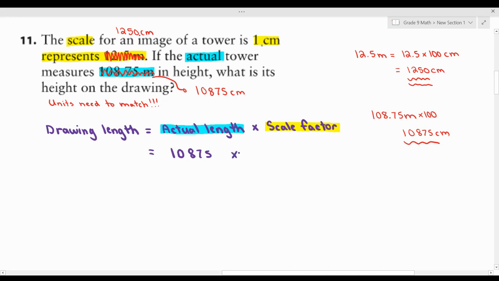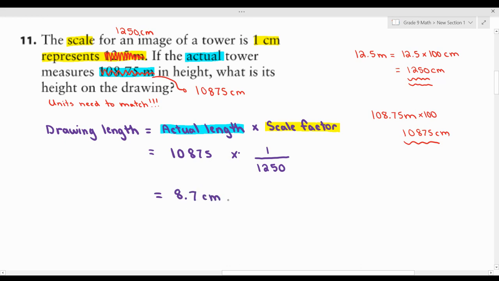Okay, well, the scale factor is 1 centimeter represents 1,250. Now, I would want that as a fraction or decimal, so I'll put it as a fraction format. That's 1 centimeter represents 1,250. Right, I'm going to multiply those together. Okay, and I'm going to find that the drawing length then would be 8.7 centimeters.